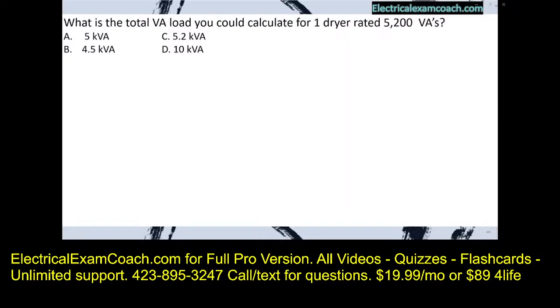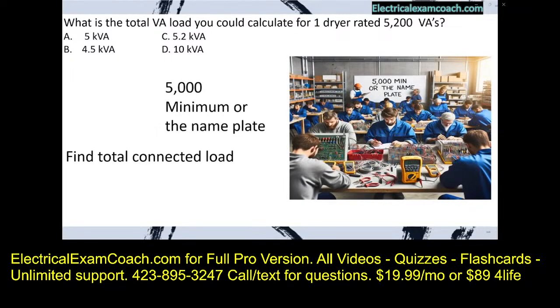What is the total VA load you would calculate for one dryer rated at 5,200 VAs? First, we're going to find our total connected load. We know that we have to do a 5,000 minimum or the nameplate, whichever is larger. In this case, the nameplate's larger, so we're going to select 5,200.